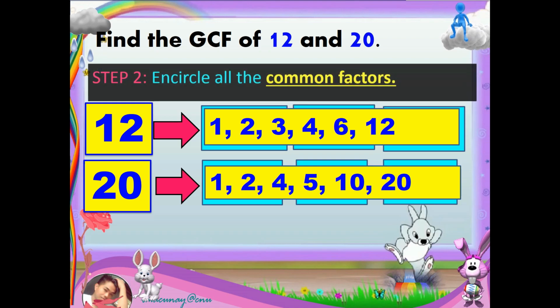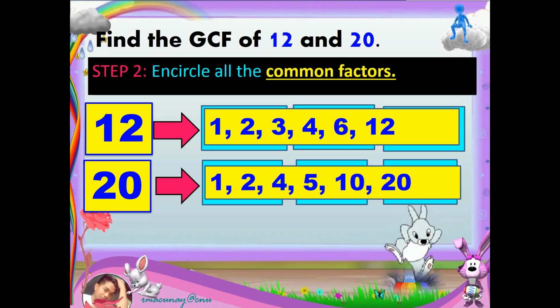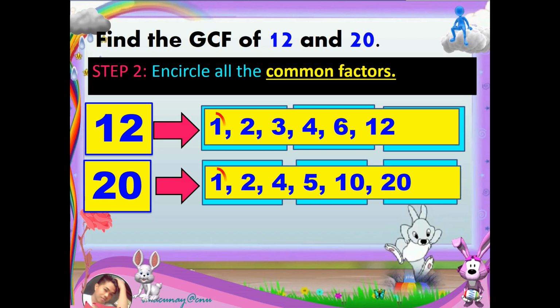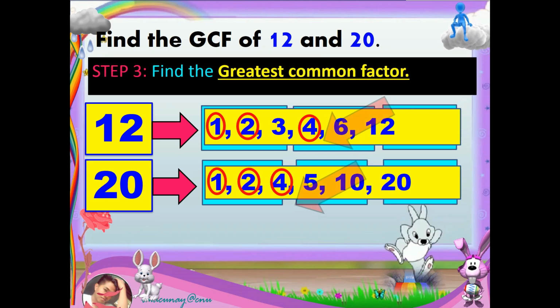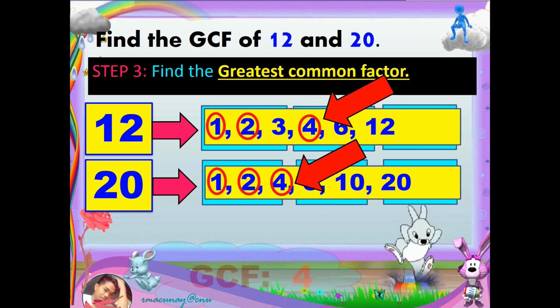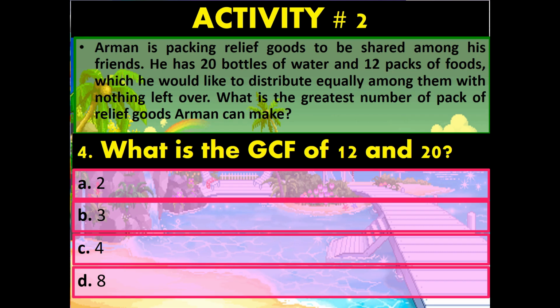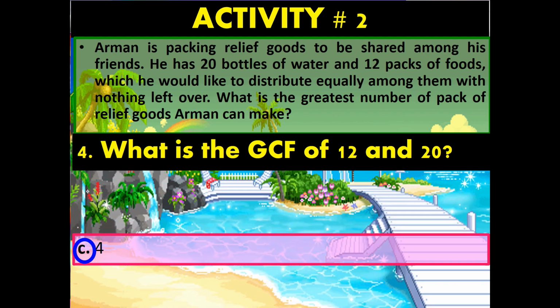Now, we will identify the common factors of 12 and 20. So, we have 1, 2, 4, only 3: 1, 2, and 4. So, it's very obvious that our greatest common factor is number 4. So the GCF of 12 and 20 is 4. Therefore, the answer for number 4 is letter C. Great job. Again, count your score.